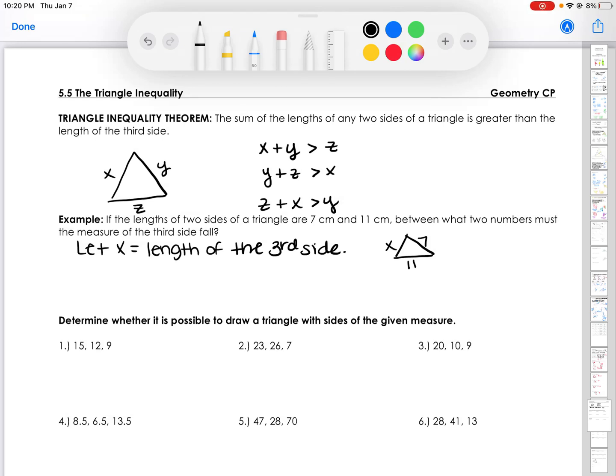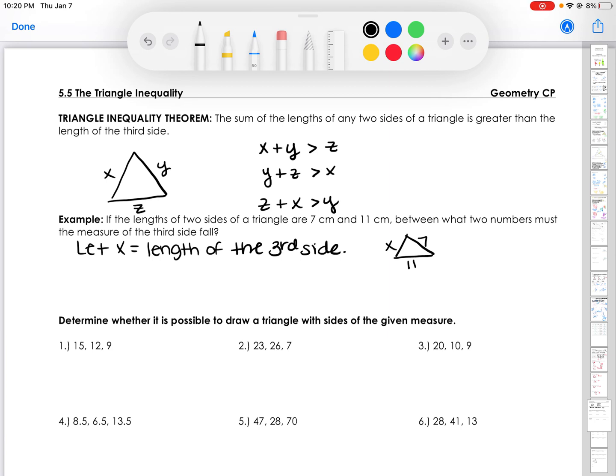5.5, the triangle inequality. The triangle inequality theorem says that the sum of the lengths of any two sides of a triangle is greater than the length of the third side. So if I pick any two sides and add them together, that number should be bigger than the length of that third side. So if we have x plus y is greater than z, then we also should have y plus z is greater than x, and z plus x is greater than y.